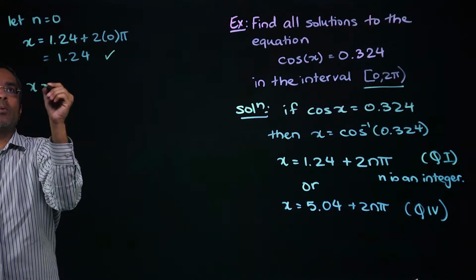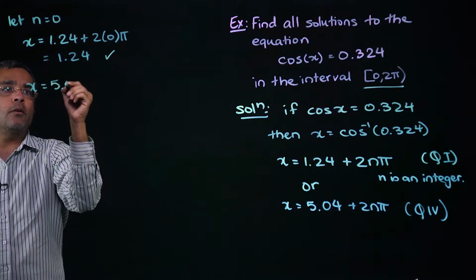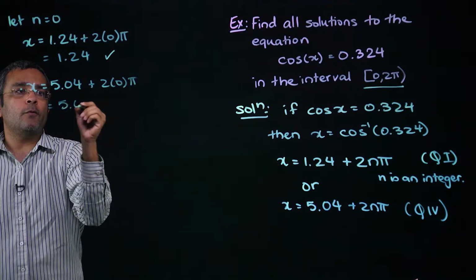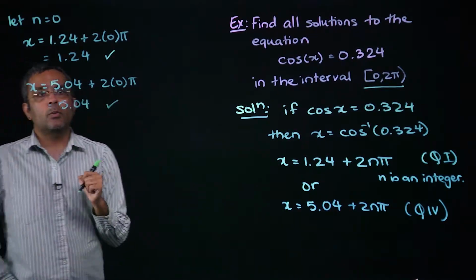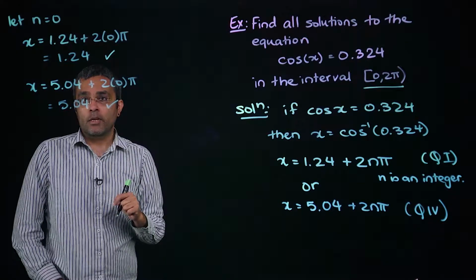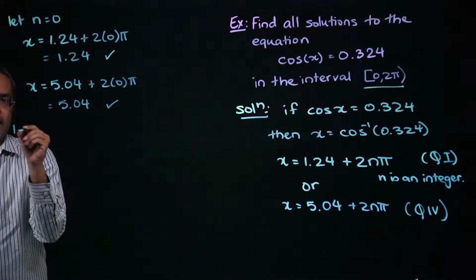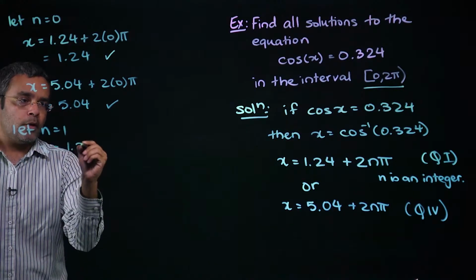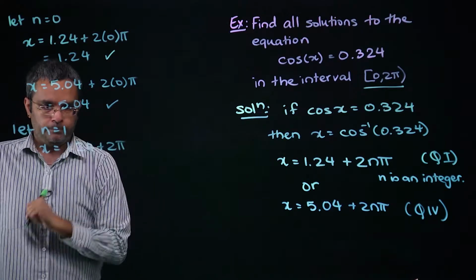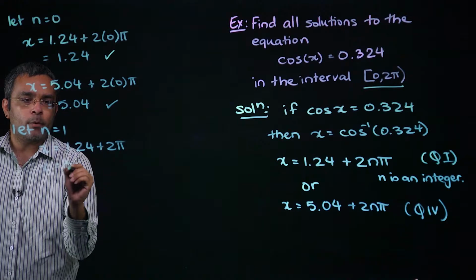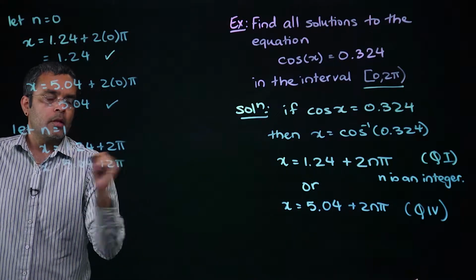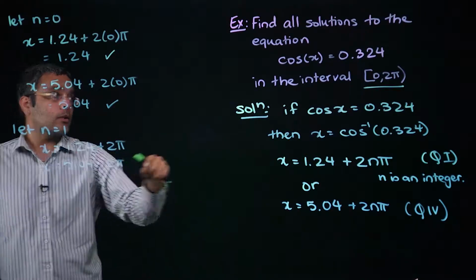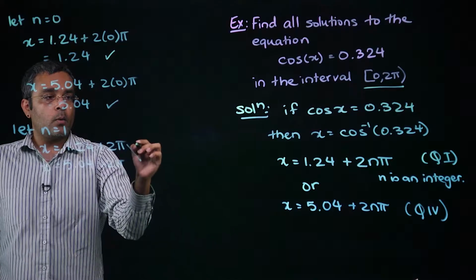And we have x equals 5.04 plus 2 times 0 pi, which essentially is 5.04. And that is also less than 6.28 or 2 pi. And so that is also in our solution set. What happens when we let n equal 1? Well, I'm going to get x equals 1.24 plus 2 pi, or I'm going to get x equals 5.04 plus 2 pi. Notice that if I add something positive to 2 pi, it is going to be greater than 2 pi, right? So it's no longer going to be in my interval, so I do not want these two.